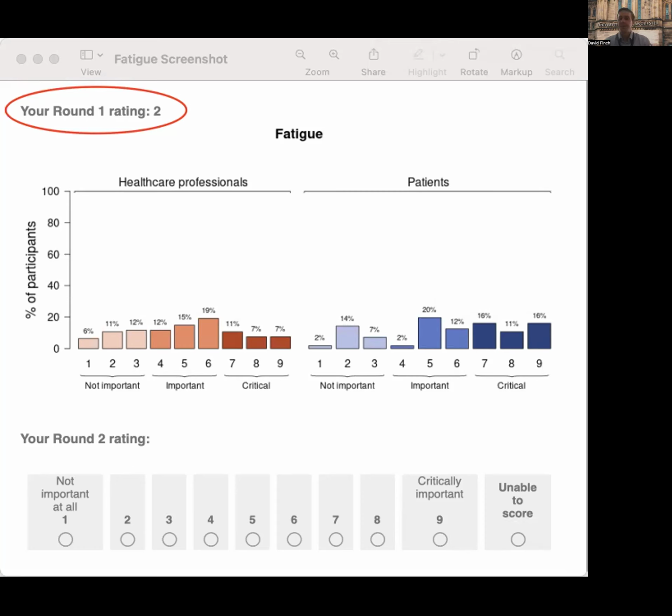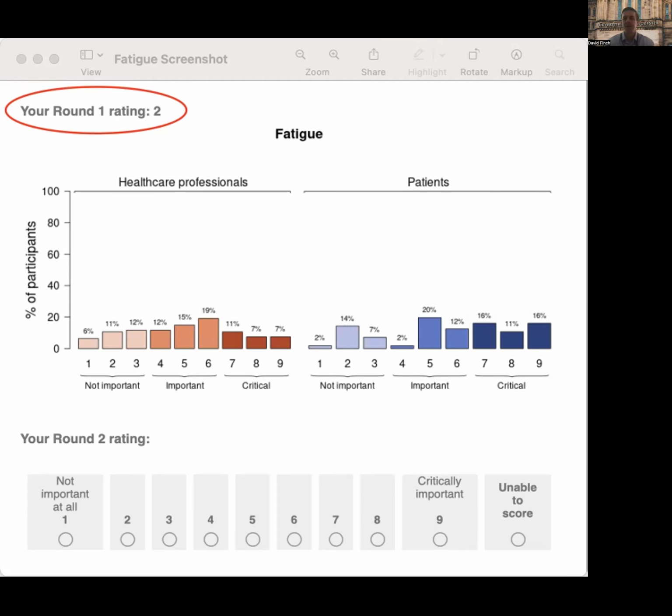In this example for the outcome fatigue, in round one, this particular participant scored the outcome as a 2 in terms of its importance for inclusion in a core outcome set for future late-phase anal HSIL treatment trials. From the healthcare professional's perspective, scores ranged from 1 to 9, with the most commonly chosen score being 6, selected by 19% of healthcare professionals. From the patient perspective, scores also range from 1 to 9, with the most commonly chosen score being 5, selected by 20% of participants. The spread of scores across the entire scale in each group indicates that this outcome is likely of lesser importance to both groups for inclusion in the core outcome set.